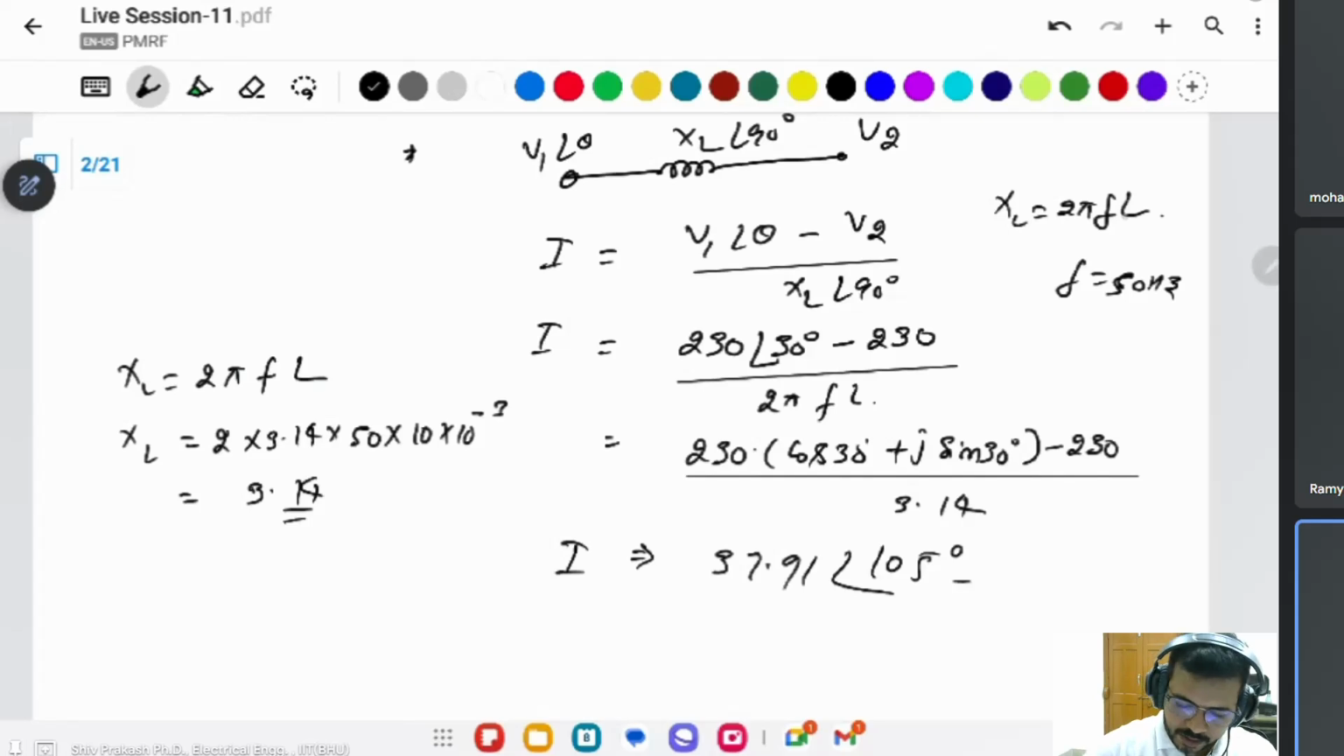Because this angle is plus 90 degrees for an inductor. We take 90 degrees negative for a capacitor, then it will be active. Okay. This angle will be added to here. We calculate this one. The net angle will become, this magnitude is only 37.91.